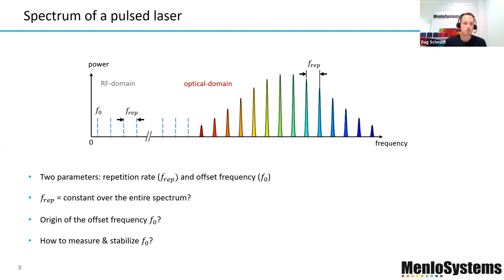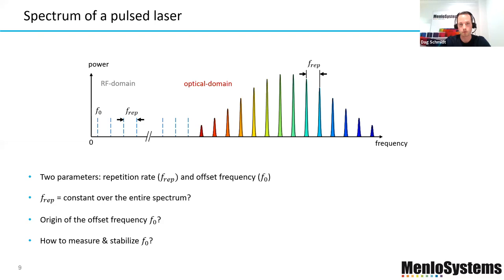But the repetition rate is constant over the entire spectrum. Well, you might doubt that, but I will explain on the next slides why that is the case. And you might ask yourself about this offset frequency, about the origin. Why is there an offset to zero? And how do we measure and stabilize f0?